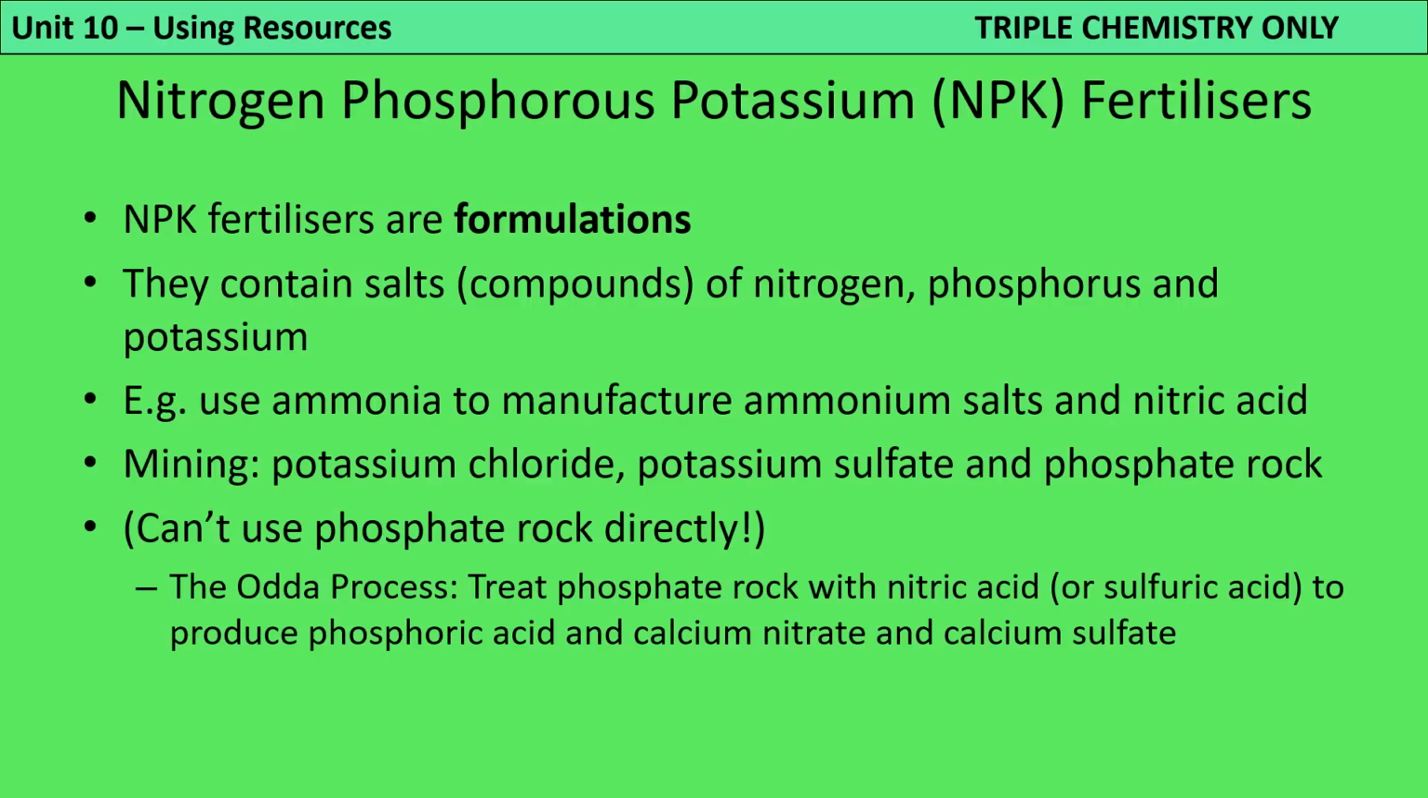NPK fertilisers contain salts that have nitrogen, phosphorus and potassium in them, as these three elements are vital for healthy plant growth. Ammonia can be used to manufacture ammonium salts, but also nitric acid can be used as another source of nitrogen. Potassium chloride, potassium sulfate and phosphate rock can all be mined from the ground, but obviously phosphate rock can't be used directly. So something called the Odda process is used to convert this into phosphoric acid, which can then be used as a source of phosphorus.